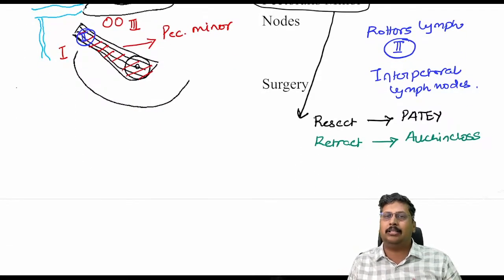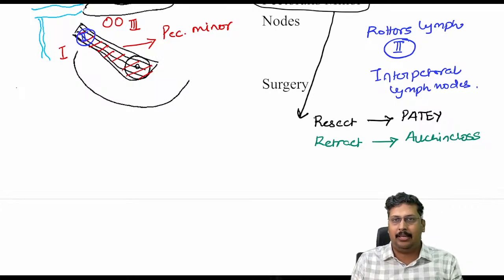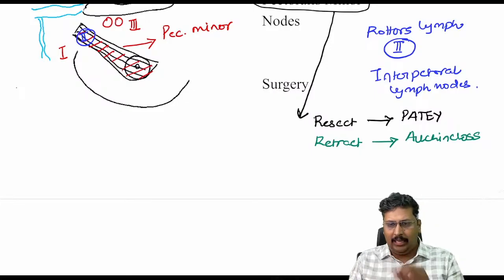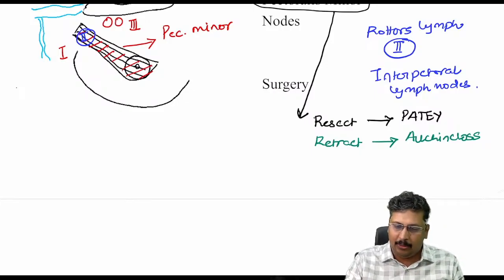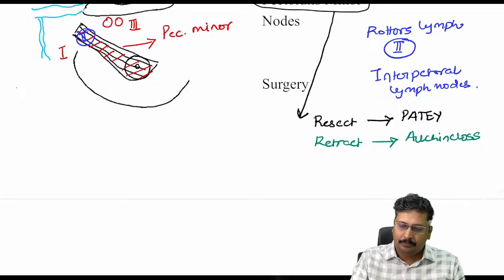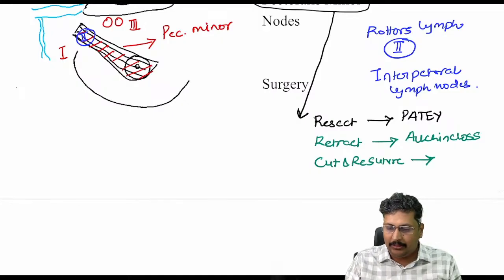In Auchincloss, which is the most commonly used type of modified radical mastectomy at present day, you will ask your assistant to retract the pectoralis minor muscle. And when you cut and resuture it after the procedure is done, it is called Scanlon.